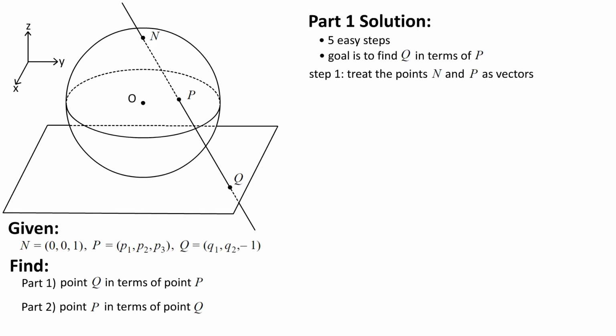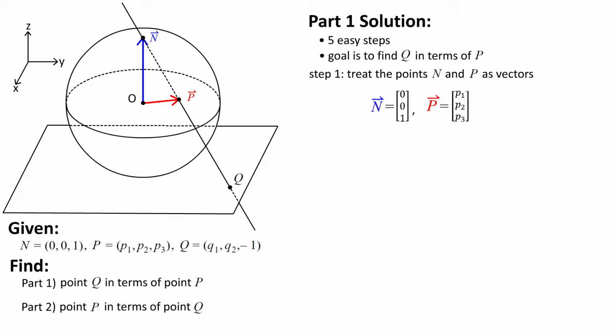I'm going to let step 1 be to first treat the points n and P as vectors. It's useful to think of them this way when using the line parameterization method. Therefore, we can think of our points n and P now as vectors n and P, both defined by the same Cartesian coordinates. Here are those vectors on the diagram.